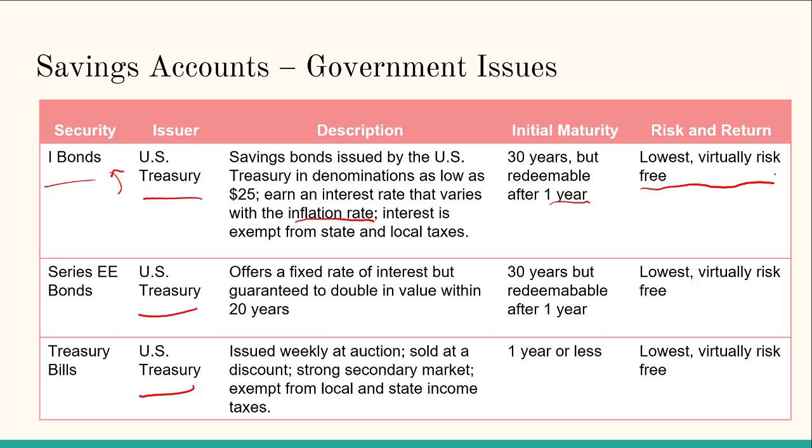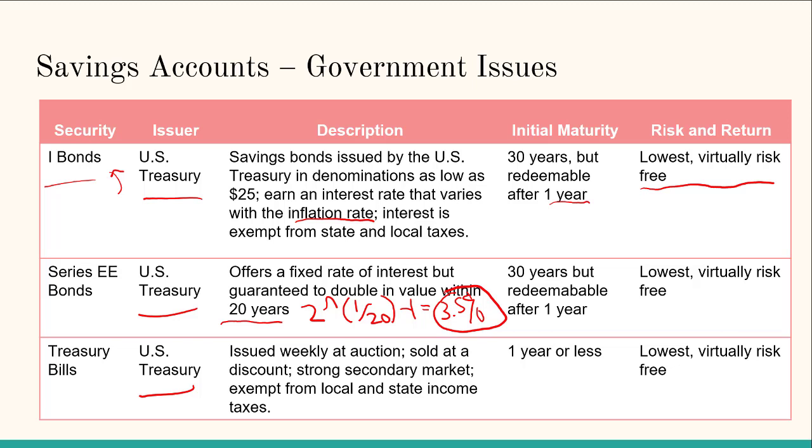The other one is a Series EE bond. It offers a fixed rate of return, but it's guaranteed to double in value within 20 years. So it's not the highest rate of return, because if we did the math, to double, you'd have 2 to the power of 1 over 20 minus 1. And if you did that math, you would say it's around 3.5%, which is not terrible. For a savings account to get 3.5% guaranteed over 20 years is not the worst deal in the world. So this is an option that's available to you.